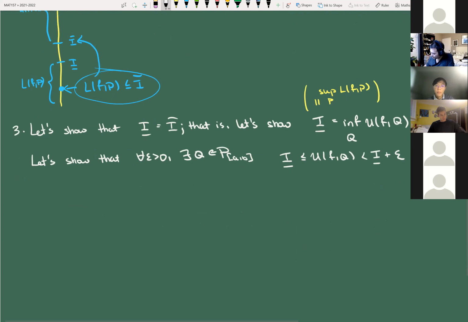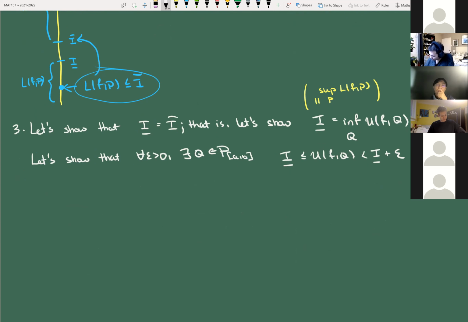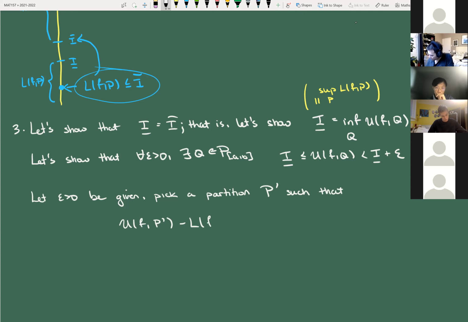Okay. All right. So how are we going to do that? So first one. So in our typical epsilon delta, right? Let epsilon greater than 0 be given. Okay. And let's say, so we know the function is integrable. So pick a partition P, I'm just going to call it P prime, such that U F P prime minus L F P prime is less than epsilon over 2. Okay, we'll see why we're going to use epsilon over 2 in a second.